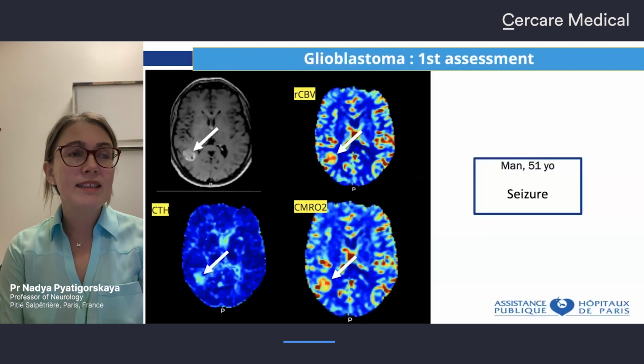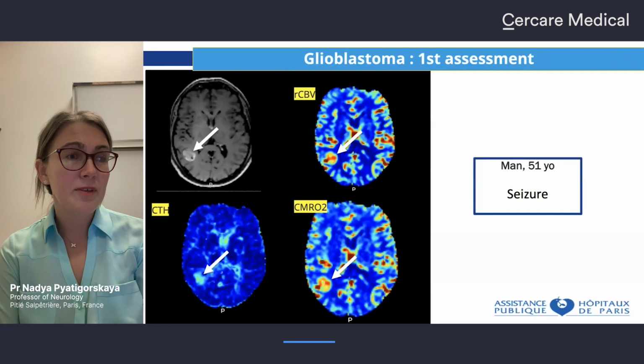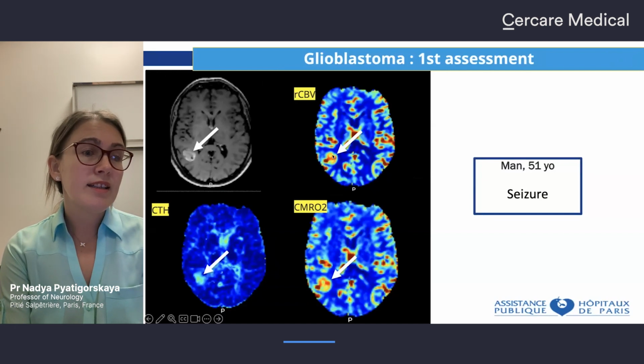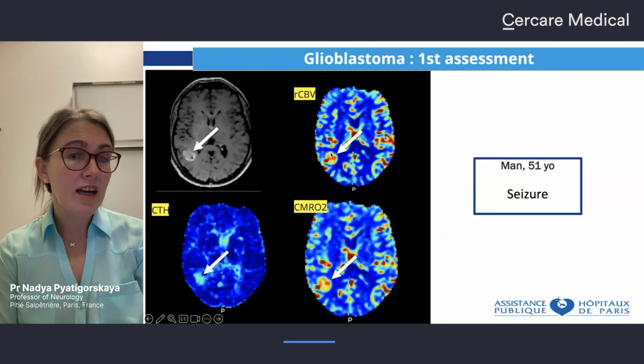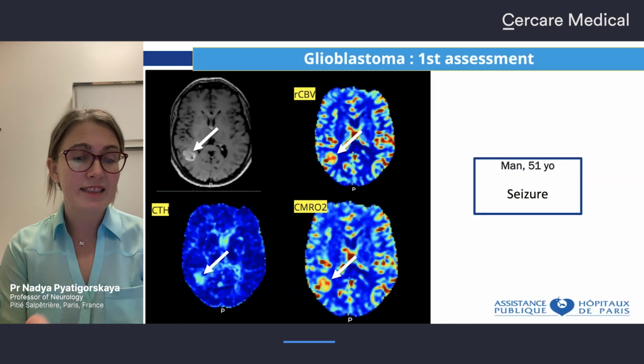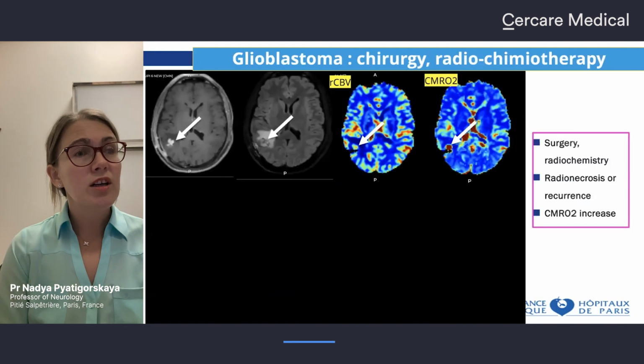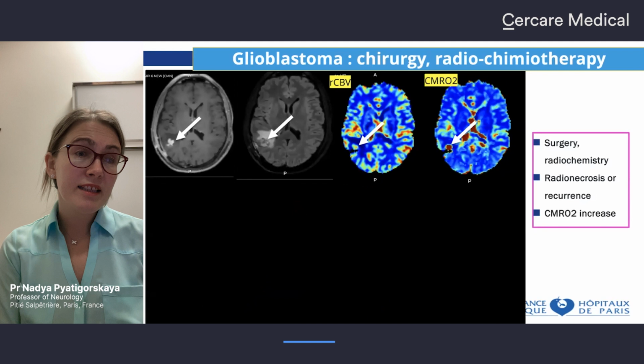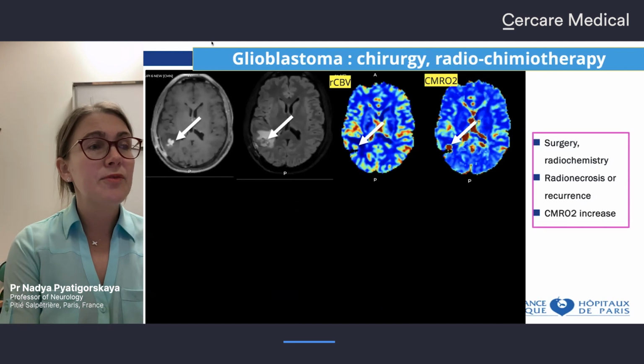Another example, this is this glioblastoma. So this is the first assessment of the tumor that we see here. The tumor is quite aggressive, but well limited, and it could be treated by the surgery. Of course, after the surgery, the patient was treated by radiotherapy and chemotherapy. And here we see the follow-up.